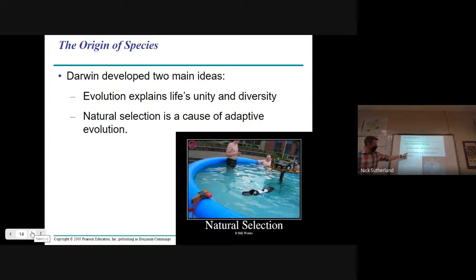He also described this idea of natural selection. Okay? Natural selection is the cause of evolution, the cause of this change over time. And that's what we're going to spend time talking about, this idea of natural selection and how it works. What are some of the things that he looked at and saw on his trips to the Galapagos that allowed him to understand what natural selection was and how it drove evolution, how it drove these changes in species over time? Okay?